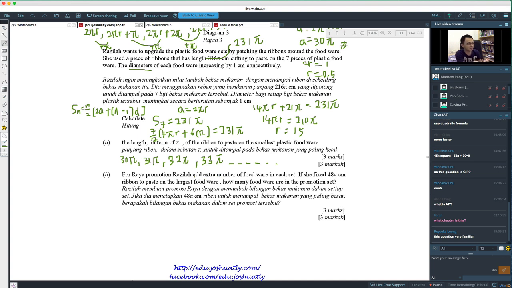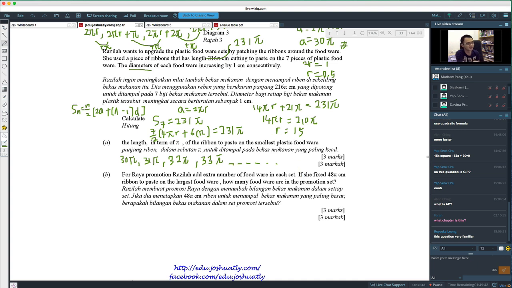Okay, so for Hari Raya promotion, Rajila actually adds an extra number of footwear in each set. So if she fixes the 48 pi centimeter ribbon to paste on the largest footwear, how many footwear are in the promotion set?